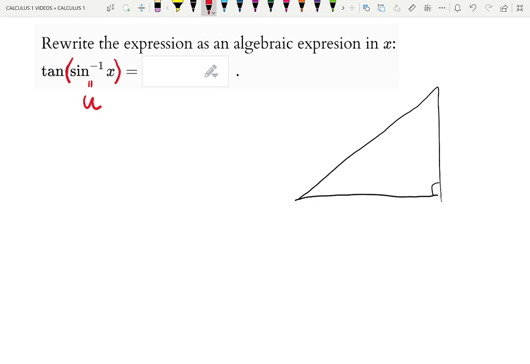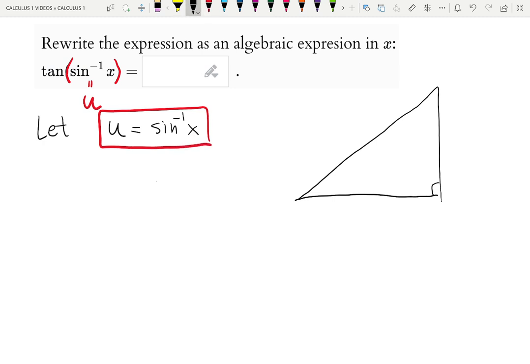It's an angle, right? Thus, I will say let u be arcsine, or sine minus 1, of x. I like to say arcsine. It's faster to say. Put it in the box. If that is the case, there are two things I want to point out. The goal of this problem now is to answer the question, what is tangent of u? That's it. If we know tangent of u, the problem is over.